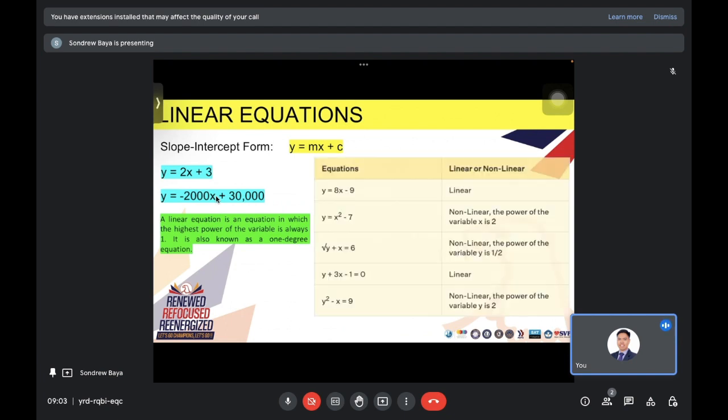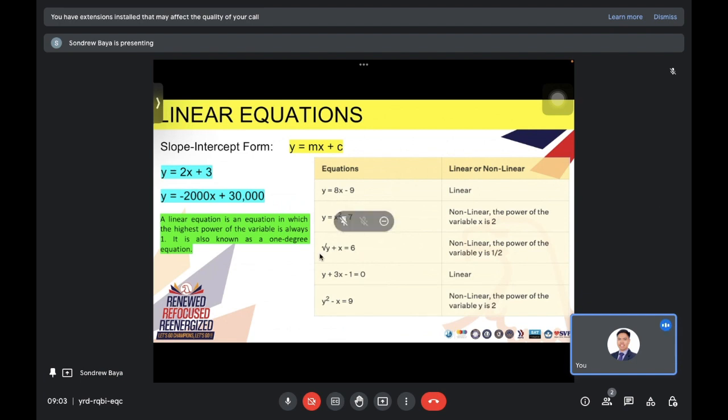These are examples of linear equations. Okay? So the first one, if you inspect the variables, both have an exponent of 1. So we call it linear. But for number 2, variable x has an exponent of 2. Therefore, this is not a linear equation.